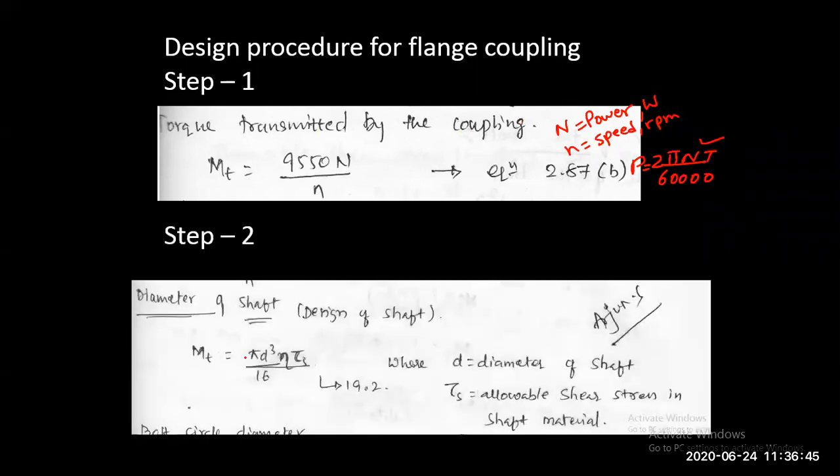Then step two is you find the diameter of shaft. Using equation 19.2, you find the diameter of the shaft. Once you find it, all other dimensions will follow that particular diameter. So that is step two. Usually the torque will be given, and nu is the keyway factor. I told you the keyway factor is usually taken as 0.75, the most commonly used value. You can use that.